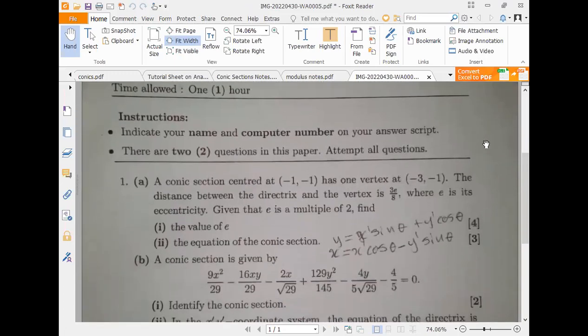Question one: a conic section centered at -1, -1 has one vertex at -3, -1. The distance between the directrix and the vertex is 3e/8, where e is its eccentricity. Given that e is a multiple of 2, find the value of e and then the equation of the conic section. So let's see.